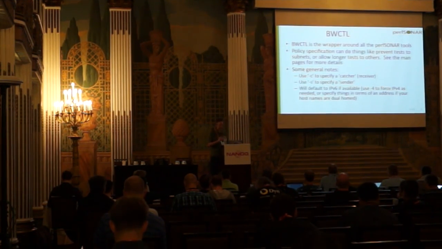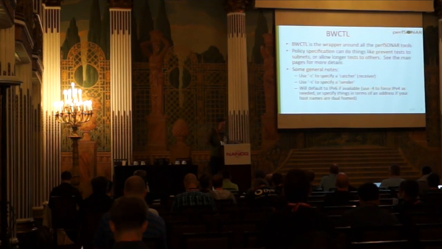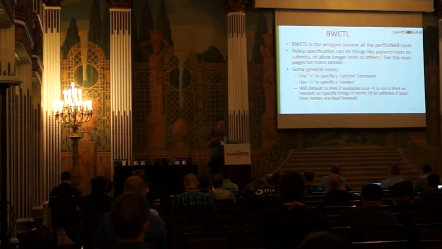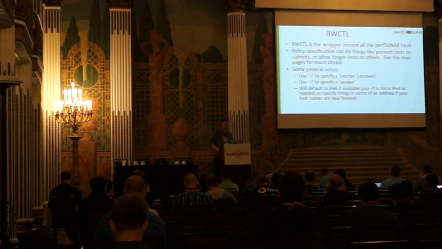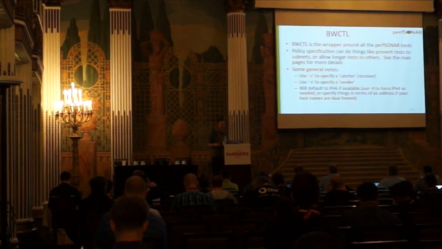So BWCTL is the tool I've been talking about. It's the wrapper for all these other tools, and basically it's a scheduler, and it makes sure that only one tool runs at a time, or at least only one tool that might perturb other tools runs at a time. So that's the big advantage. You don't know if multiple people are running tests to your host at the same time. You don't want all those tests to go on in parallel because that'll just completely confuse the results. So BWCTL guarantees one tool at a time, and it guarantees who can run it and for how long, things like that.